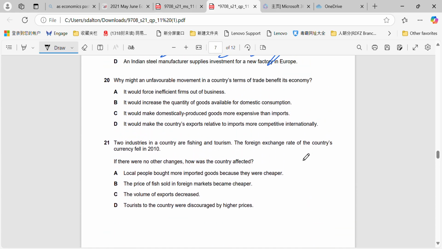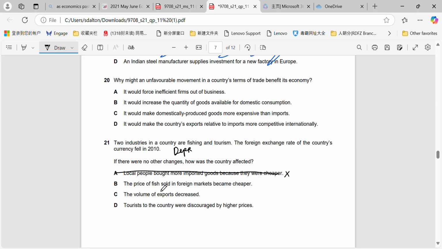Okay, question 21. Two industries in a country are fishing and tourism. The foreign exchange rate of the country's currency fell, so we had a depreciation, the opposite effect of what we said previously for the last question. So price of exports go down, total exports go up. Price of imports go up, total imports go down. The option says local people bought more imported goods because they were cheaper. We know that's wrong. Price of imports will rise.